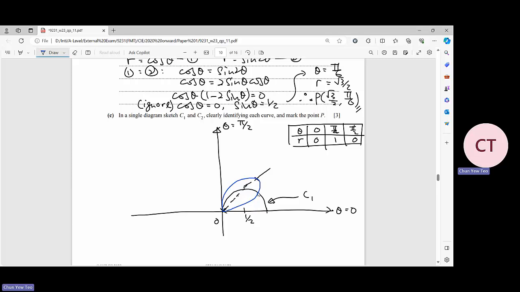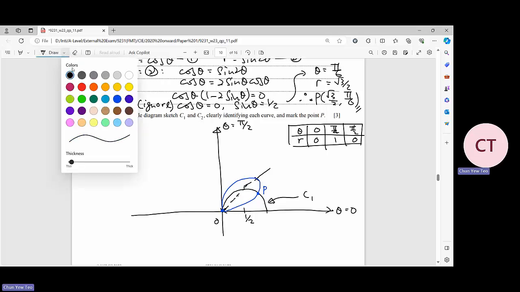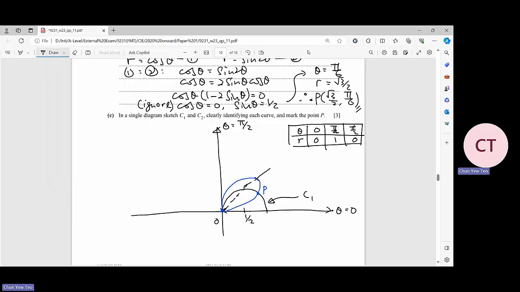And you can see that there's one intersection point here and one intersection point here. This intersection point is P. This intersection point is the pole. Okay, so the diagram will be like this. In order to get the perfect graph, you just refer to the mark scheme. The mark scheme will show you the perfect graph. Over here, I just show you the idea of how to draw it.